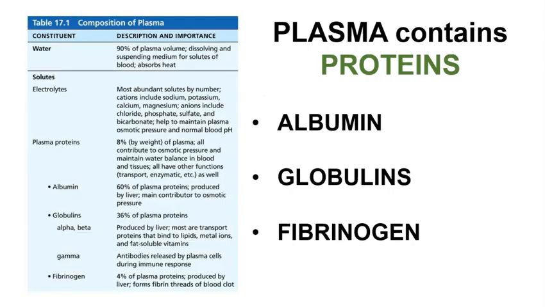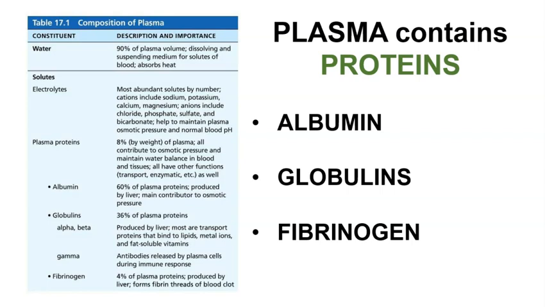Globulins are another major protein group that's found in the blood. There are a couple of different types of globulins, the alpha, beta, and gamma globulins. The alpha and beta globulins are produced by the liver, and they function mostly as transporters, so they carry lipids, fatty acids, or fat-soluble vitamins like vitamin A, vitamin D, vitamin E, and vitamin K.